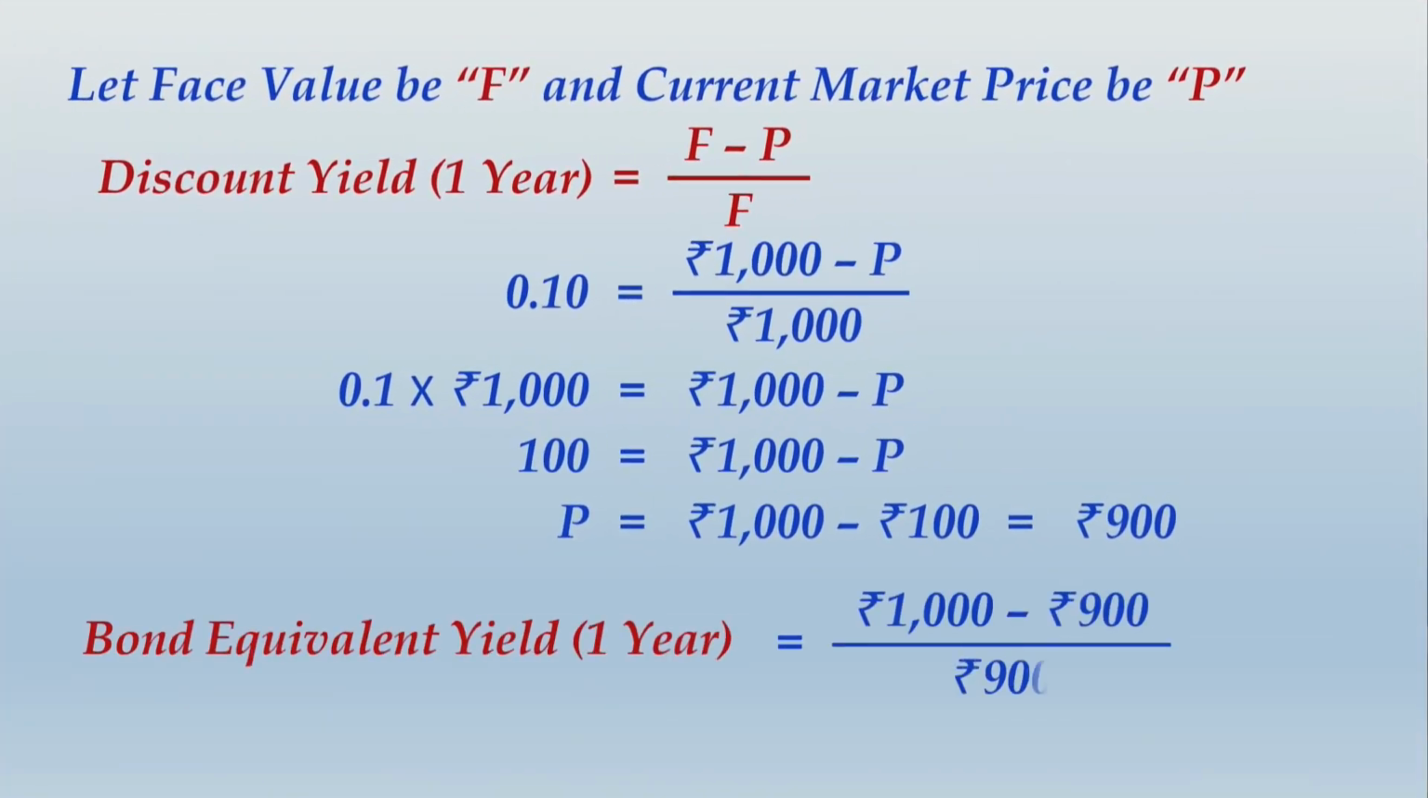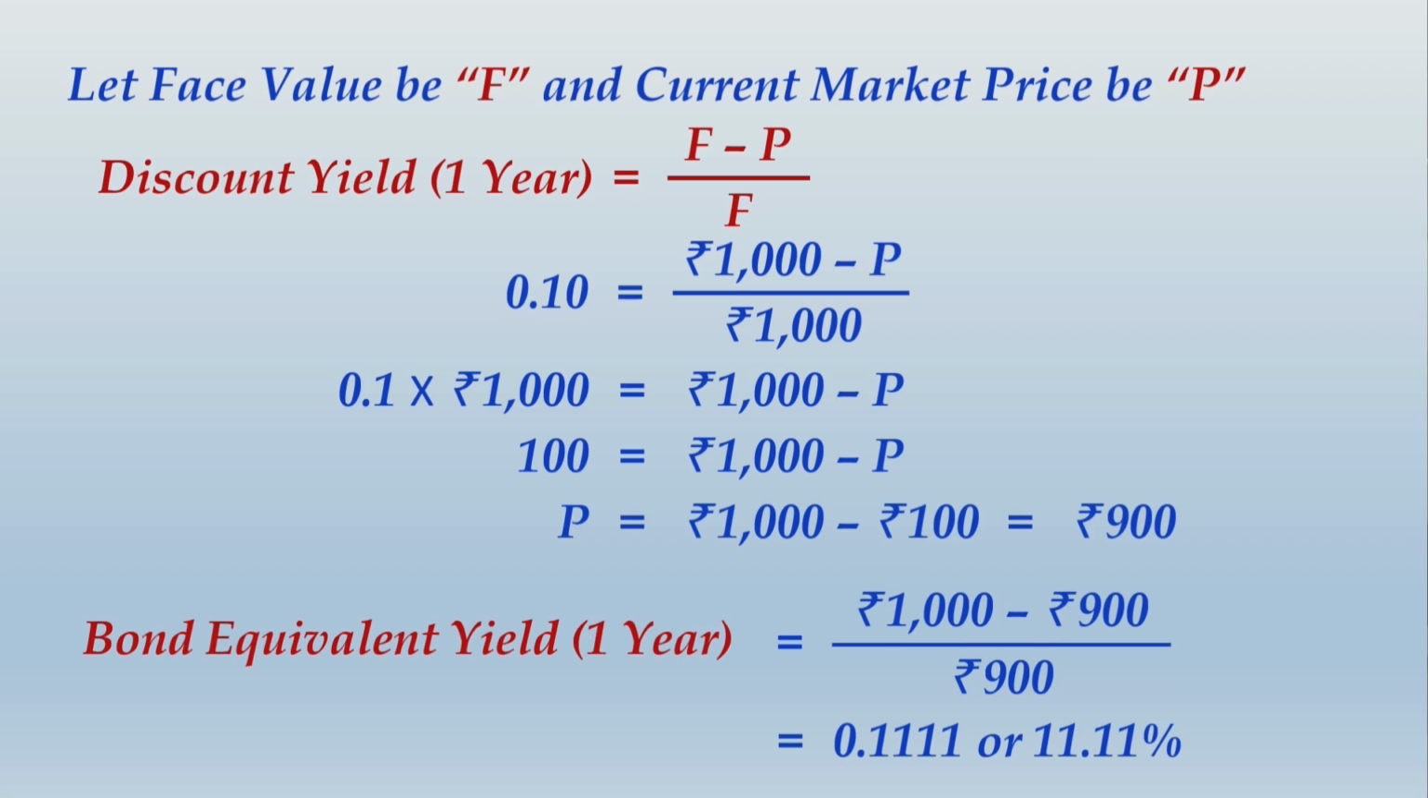So bond equivalent yield, if you want to compute, that numerator value will be the return that you earn by investing 900. So if you compute 100 divided by 900 in terms of percentage, it will be 11.11%. On absolute basis it is 0.1111. So quickly take note of this calculation and then I take you ahead.